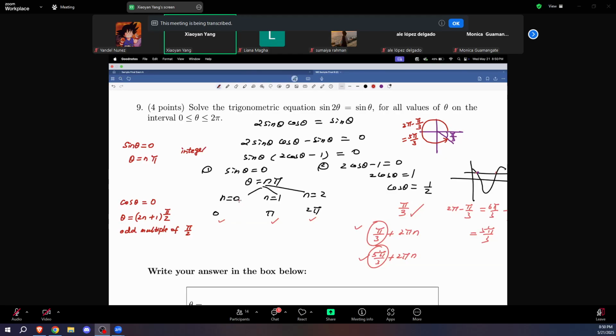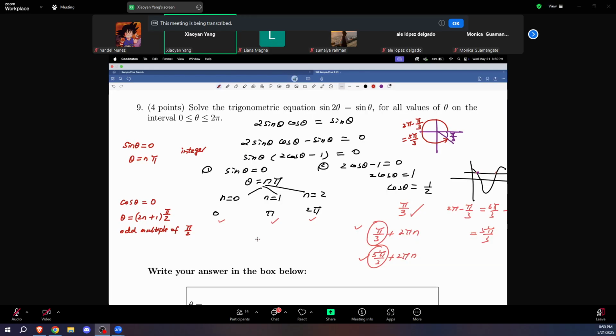Any integer. If n equals 0, 0 times pi will be 0. If n equals 1, 1 times pi will be pi. If n equals 2, 2 times pi will be 2 pi. In this case, make it easier. You don't have to have a generalized equation because they give you a restricted domain from 0 to 2 pi.